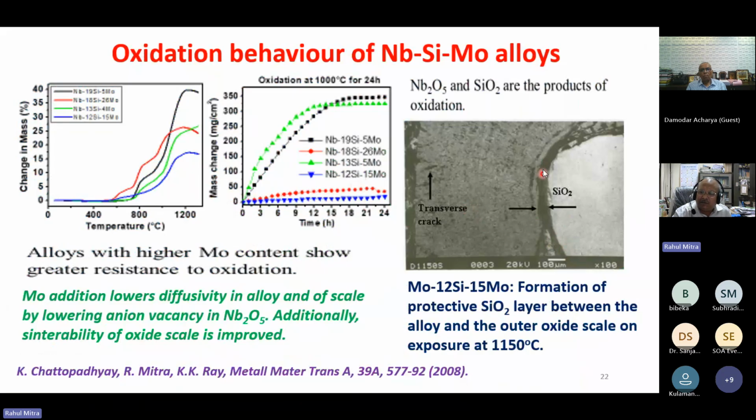And so that permitted the growth of a SiO2 scale at the interface between the outer scale and the alloy underneath. This SiO2 scale was continuous, and that probably contributed to the oxidation protection. Additionally, molybdenum lowers the anion vacancy in Nb2O5. Because the anion vacancy concentration is decreased, oxygen ions are not able to penetrate. When there are a lot of anion vacancies, oxygen anions can pass through Nb2O5, but if the vacancy concentration is reduced, oxygen is not able to penetrate the Nb2O5 scale. Why? Because molybdenum is tetravalent and niobium is pentavalent. So when molybdenum is doped into Nb2O5, it lowers the anion vacancy.